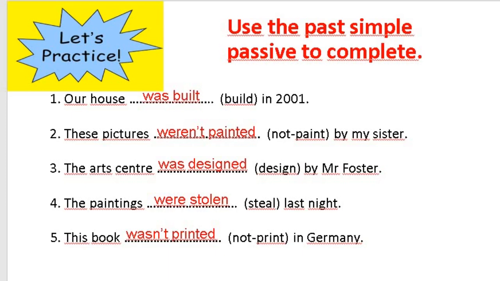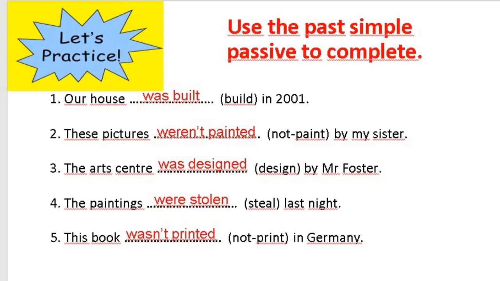The art center designed by Mr. Foster. The art center is singular, so we use was, and the past participle of the verb design becomes designed. The art center was designed by Mr. Foster. By Mr. Foster is our agent in the sentence. Four. The paintings, still, last night. The paintings, it's plural, so we should use were plus verb 3, which is stolen. The paintings were stolen last night.